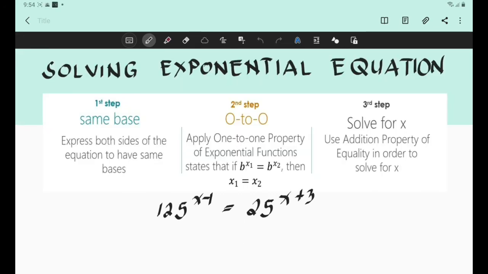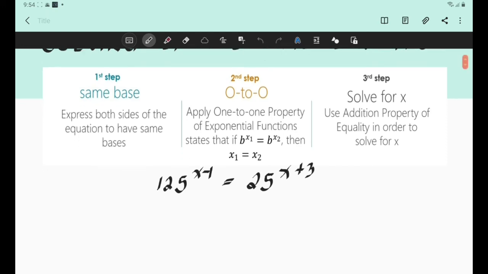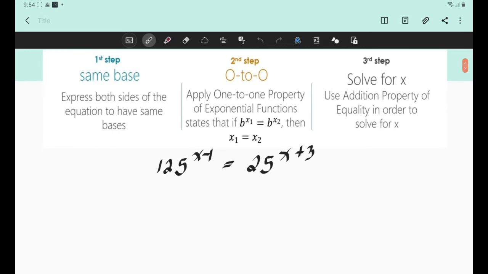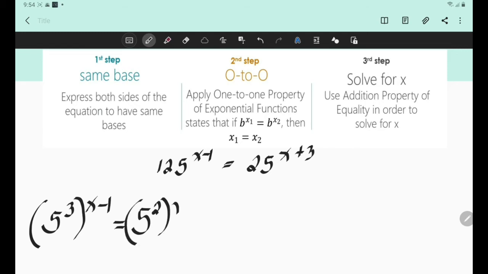So, let us have another example. Let us solve 125 raised to x minus 1 is equal to 25 raised to x plus 3. So, again, our first step, kailangan same base sila. So, we have 125 and 25. So, ang ating base ay 5. So, 5 raised to 3, that is equal to 125 raised to x minus 1. And that is equal to 25. So, kung 5 naman ang base natin, i-raise natin siya sa 2. So, 5 squared is equal to 25 raised to x plus 3.